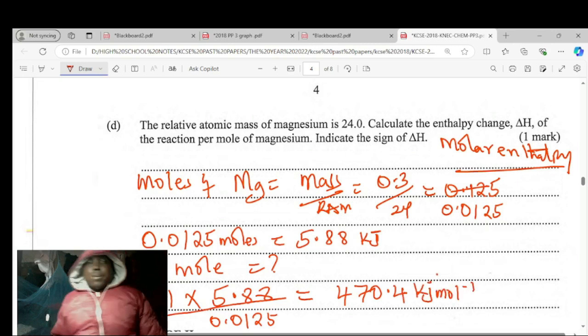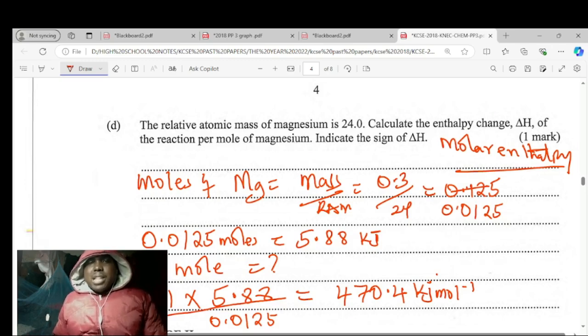Kilojoules per mole. Before you move on, if you don't write the sign to indicate whether the reaction was exothermic or endothermic, you will get negative half marks. So half is going to be deducted from the equation. Remember, this thing is given one mark. Umefanya mpaka umefika hapa, alafu unanyanganywa hapa mark because hukuweka sign. It is very painful. Umefanya kazi mingi, unapata hapa mark.